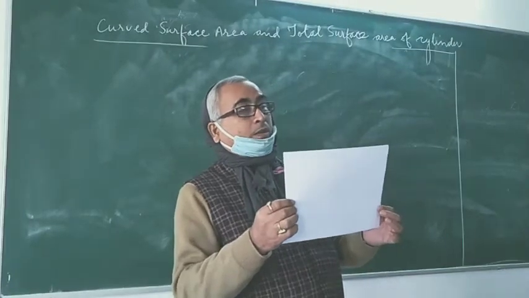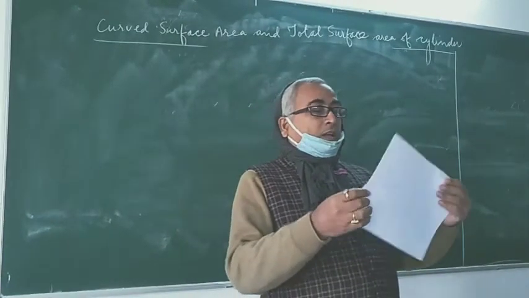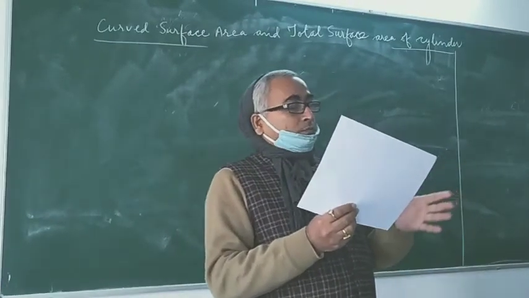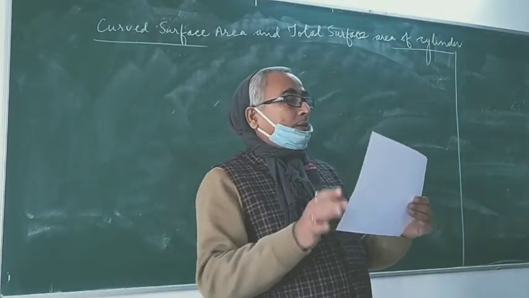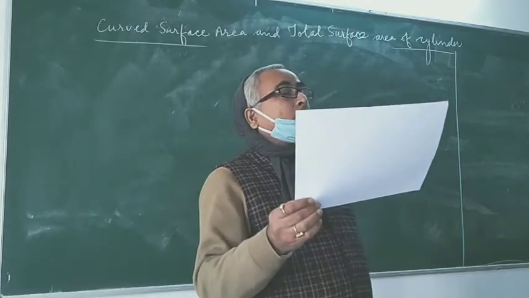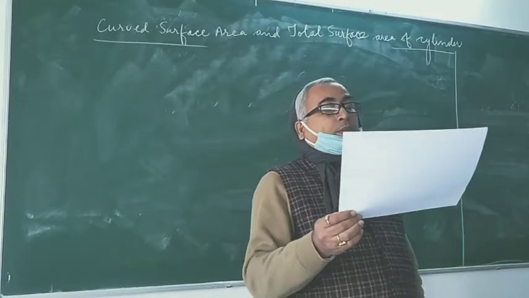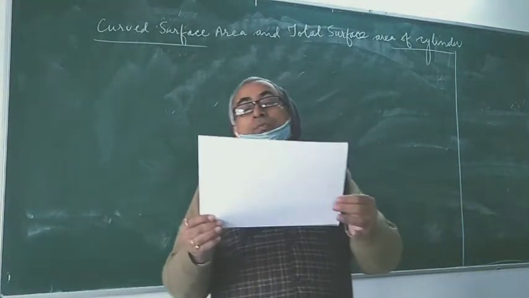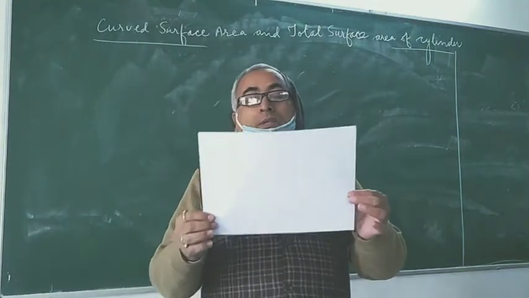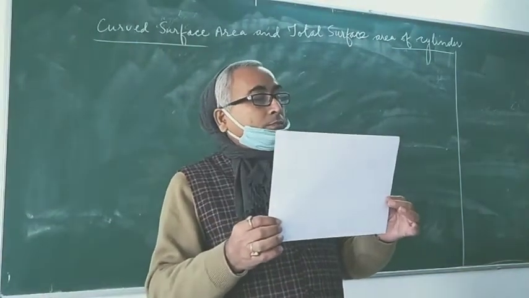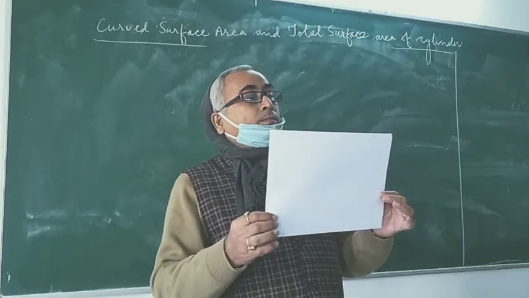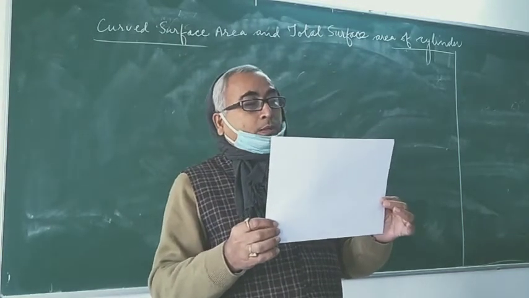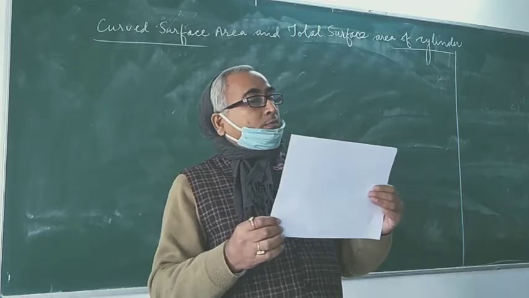Length and opposite side are equal. Length and breadth both are given, and each corner is approximately 90 degrees. So this sheet is rectangular in shape. And you know what the formula for finding out the area of a rectangle is? L into B. Length multiplied by breadth.